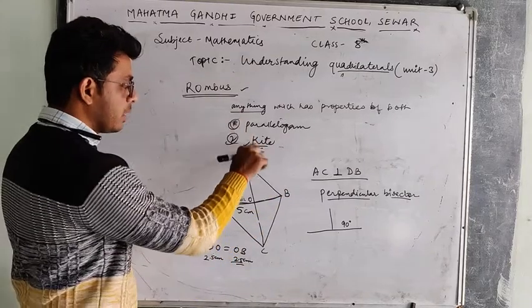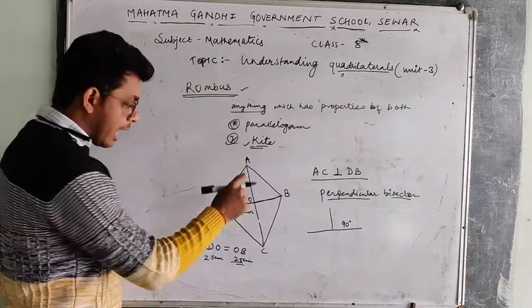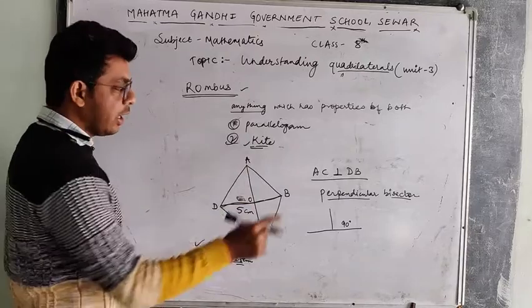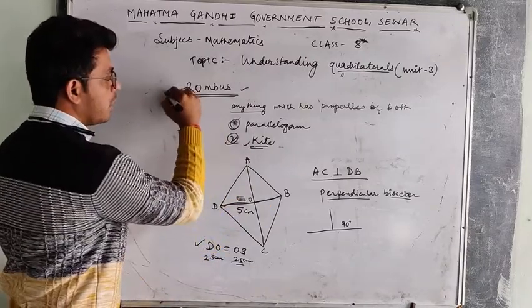So in a rhombus, what is it? Two sides are parallel and diagonals are perpendicular bisectors to each other. In what? Rhombus.